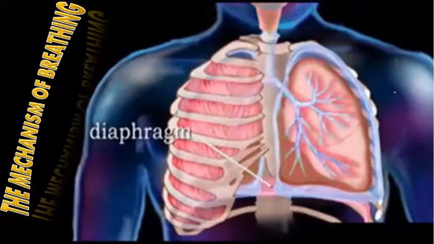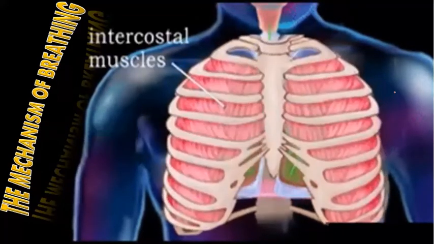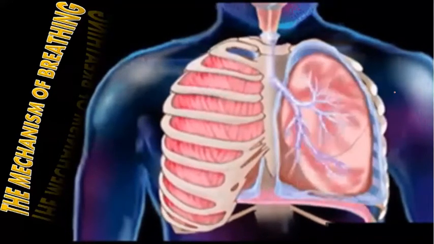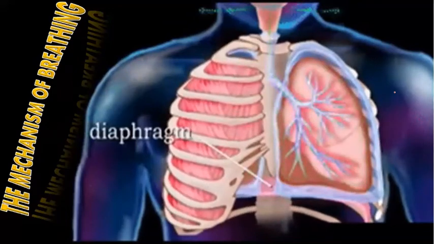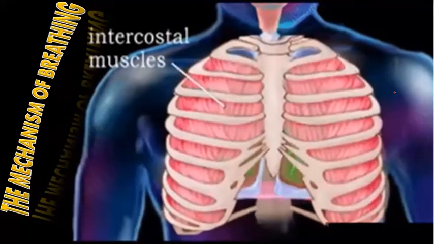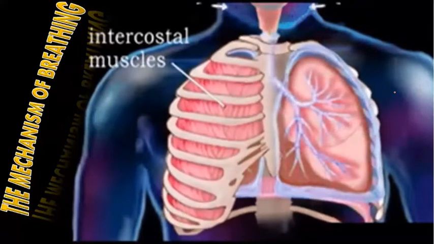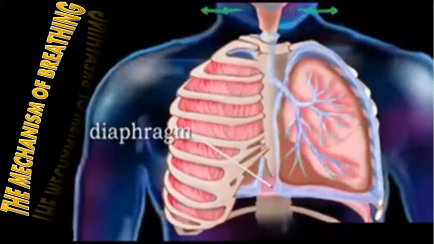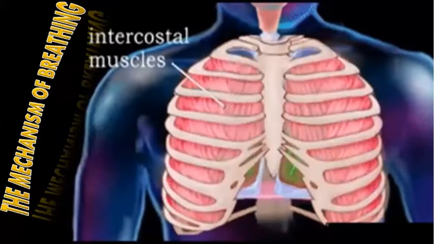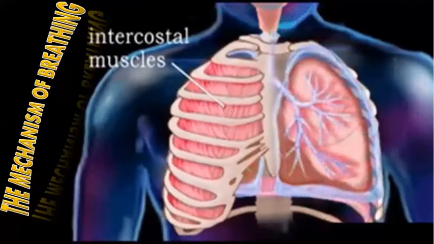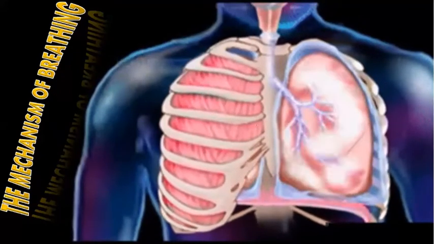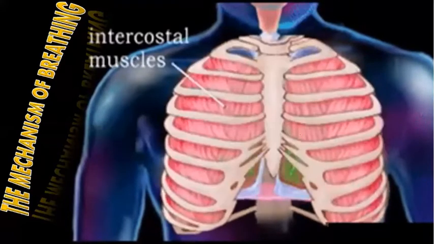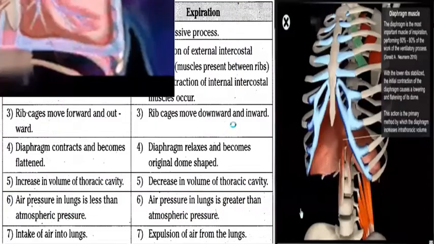Today we will see how this breathing process is done. How do we breathe? Which things are required and what is the mechanism of breathing? As you see in this diagram, the breathing process in human beings, you can see the lungs are raised and then they shrink. How does it happen? We will see now.